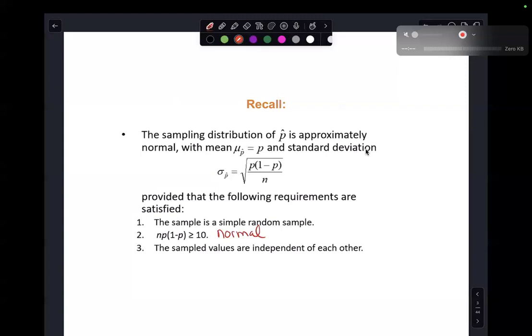That tests whether it's normal. And we can tell if our sample values are independent of each other if our sample size is less than or equal to 5% of our population. So these are the three things we need to look at before we do our math. This is what I want you to check.